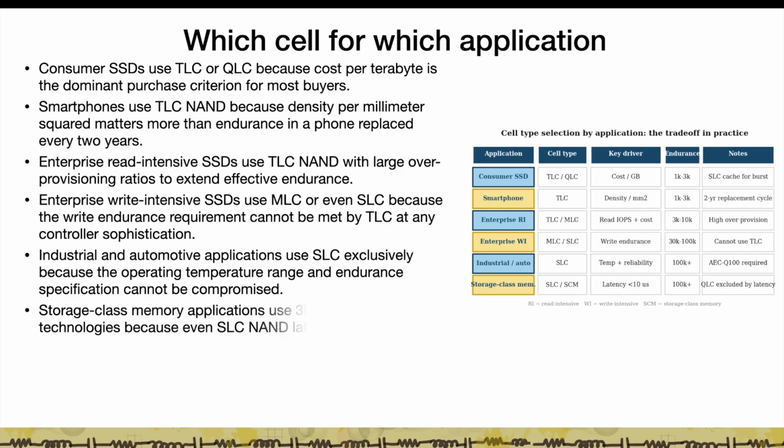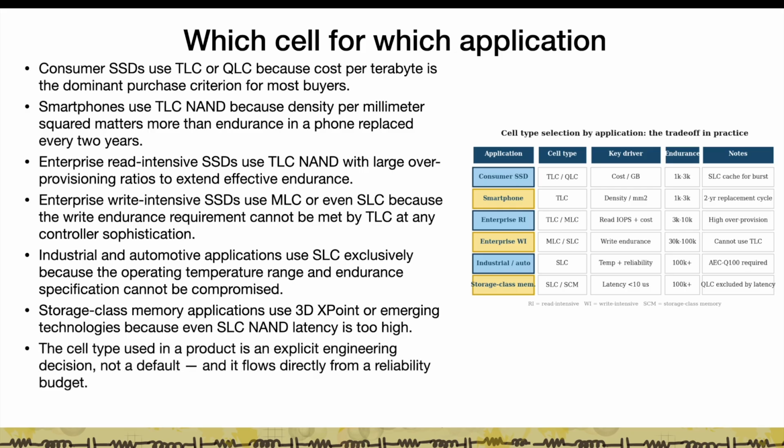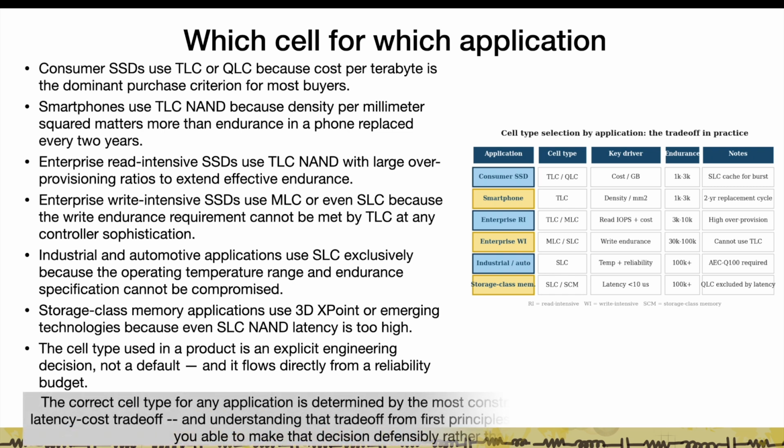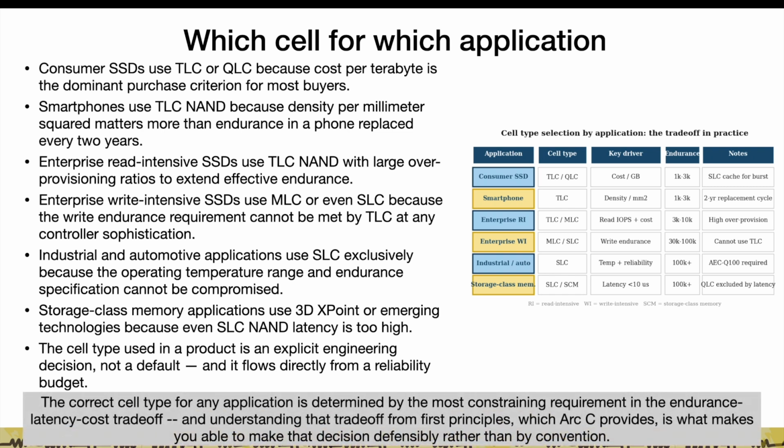Industrial and automotive applications use SLC exclusively. AEC-Q100 automotive qualification requires operation across roughly minus 40 to 125 degrees Celsius junction temperature, and the temperature range alone broadens the threshold voltage distributions enough to consume a significant fraction of the TLC's sensing margin. Add a 15-year product life and a requirement for 100,000 write cycles, and QLC isn't a consideration. It's excluded by physics before it enters the cost analysis.